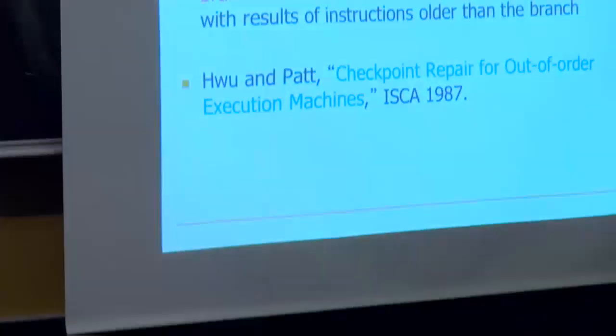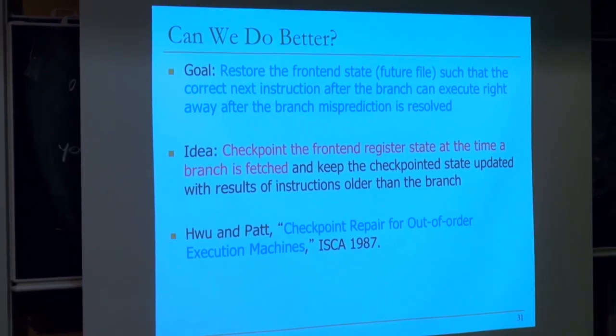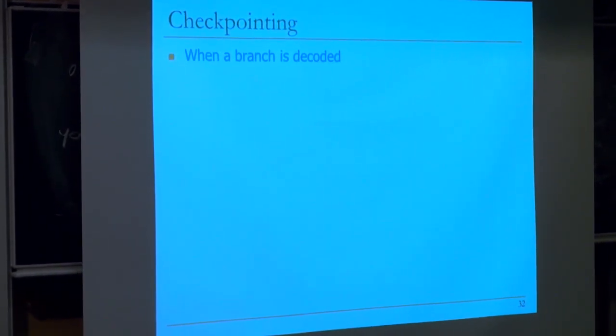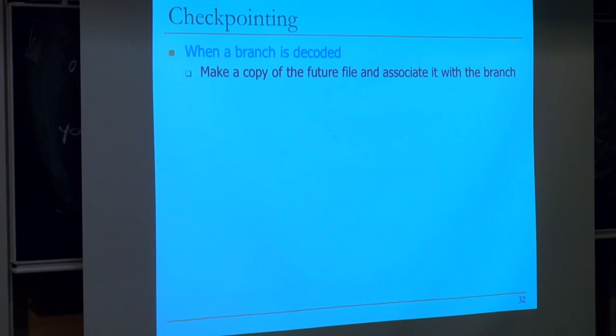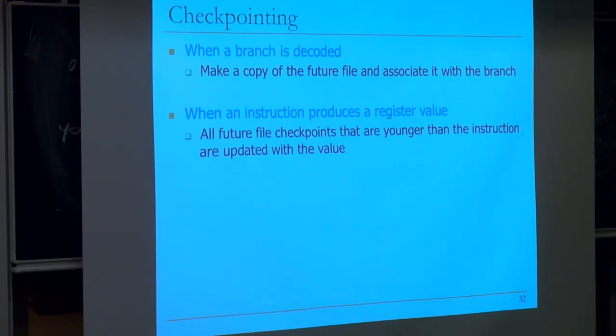And that's the paper that actually introduced it for out-of-order execution machines, but you can employ this in any machine. OK, so how do you do that? When a branch is decoded, we make a copy of this future register file and associate it with the branch. When an instruction produces a register value, all future file checkpoints that are younger than the instruction are updated with the value.